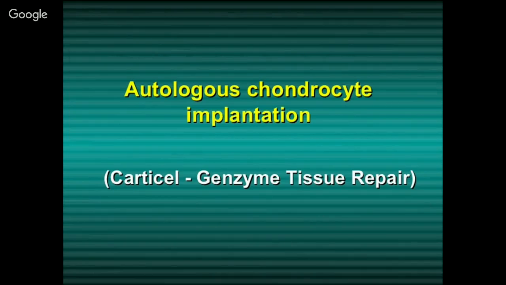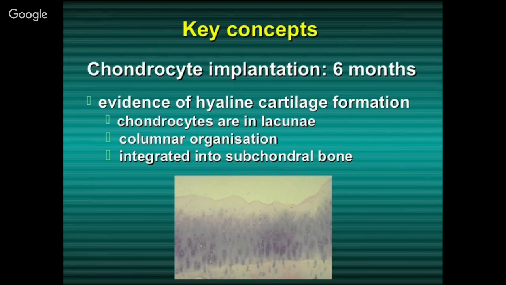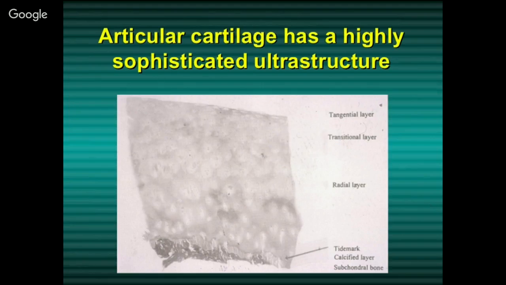Now autologous chondrocyte implantation is very effective in osteoarthritis. If you have an injury, we should implant the chondrocytes within 6 months. We have very good results, with evidence of hyaline cartilage formation. The chondrocytes are in lacunae in a columnar organization, integrated into subchondral bone. This is articular cartilage, with a highly sophisticated ultrastructure.